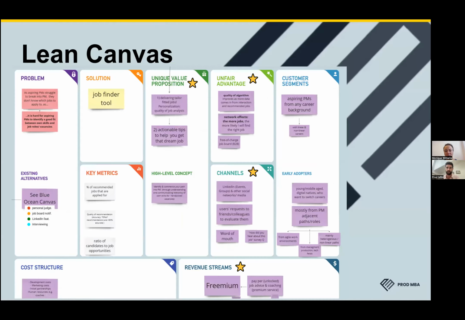All right, moving on to the Lean Canvas, which is a framework that helps us map out all the different parts of our business and then strategically go through to identify possible risks that we could face and identify these early on and not years down the line when we have already put in all of our resources and our effort. And so what I would like to point out here is looking at our revenue streams. We're using a freemium model. So that means users get the recommendations for free and then pay per unlocked job advice and coaching, right? So that's our premium service.